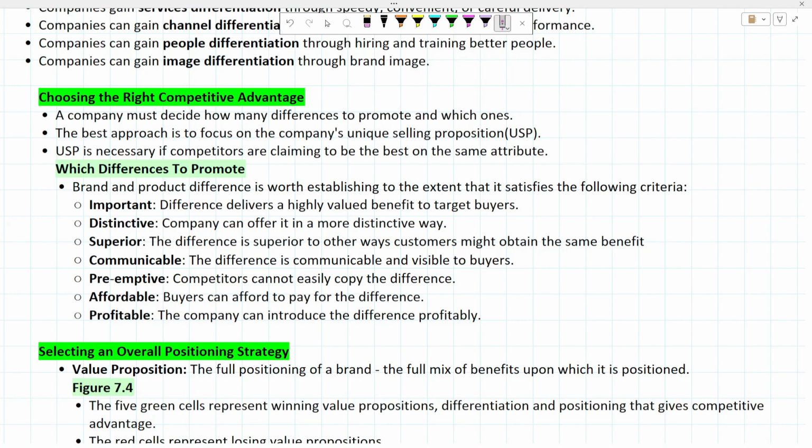Important: the difference delivers a highly valued benefit to target buyers. Distinctive: companies can offer it in a more distinctive way. Superior: the difference is superior to other ways customers might obtain the same benefit. Communicable: the difference is communicable and visible to buyers. Preemptive: competitors cannot easily copy the difference. Affordable: buyers can afford to pay for the difference. Profitable: the company can introduce the difference profitably.